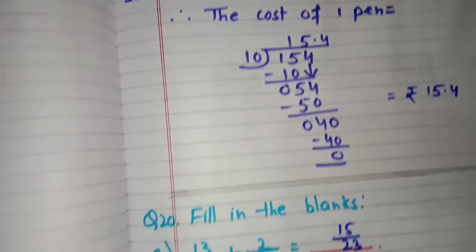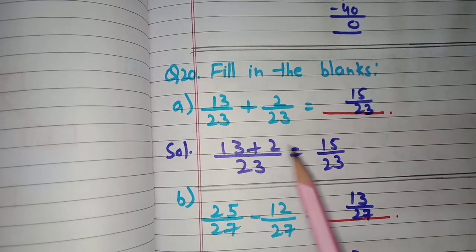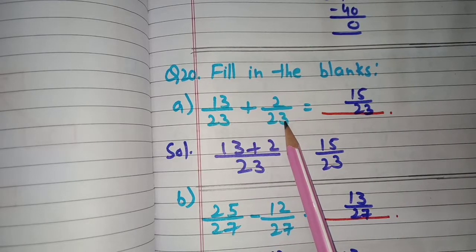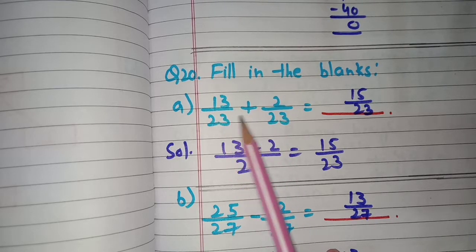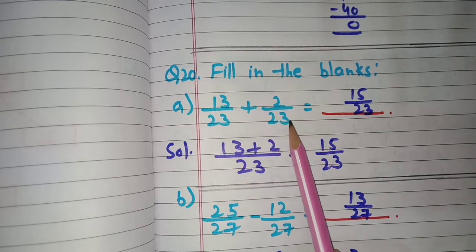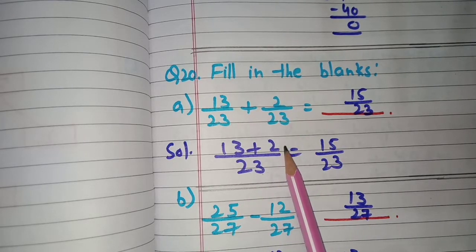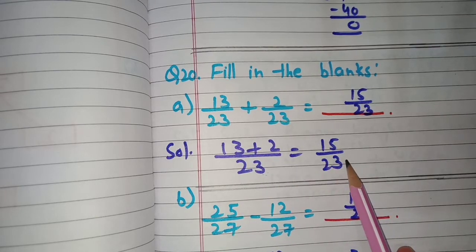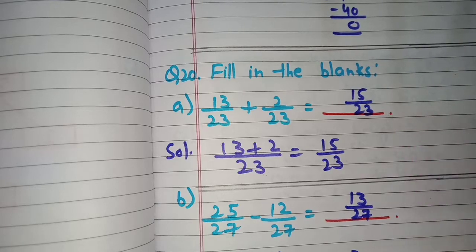Now next, question number 20. Fill in the blanks. Here you need to add 13 by 23 and 2 by 23. As the denominators are the same, these are like fractions, and whenever we need to add like fractions, we write the common denominator and then add the numerators. That is 13 plus 2 divided by 23. So the final answer will be 15 by 23 that you can write here.